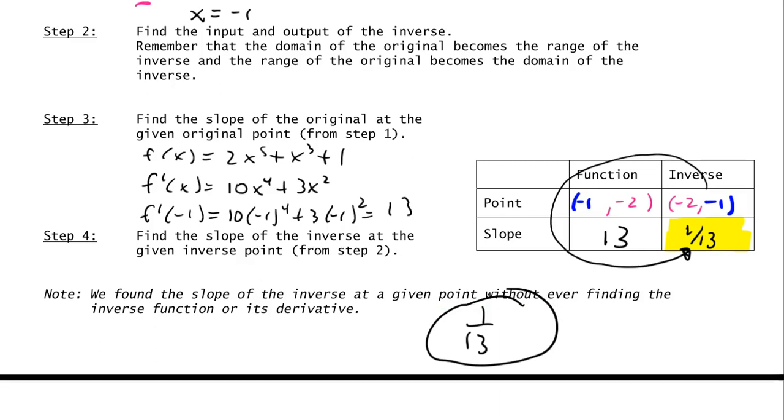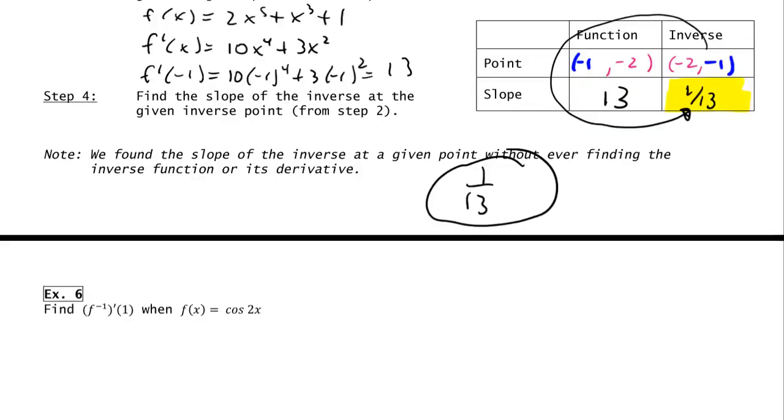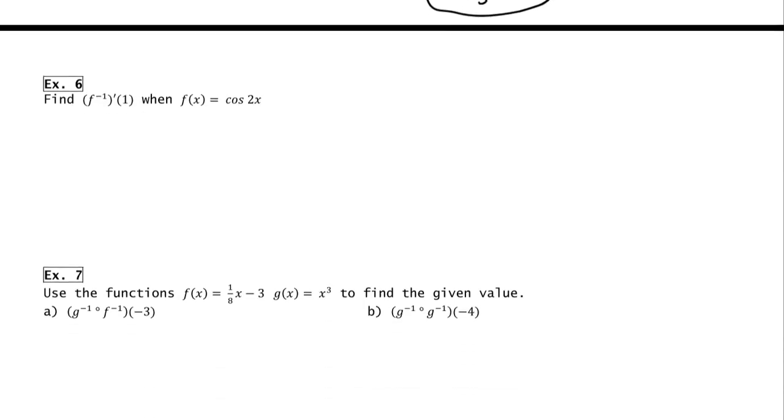Okay, guys, almost done. Looking at the next one. Same kind of problem. They ask you for the derivative of the inverse. So what I need you to do is have this table memorized. It's function, inverse, point slope. I think of, remember point slope form? So if you think of it that way, that'll help you remember that.